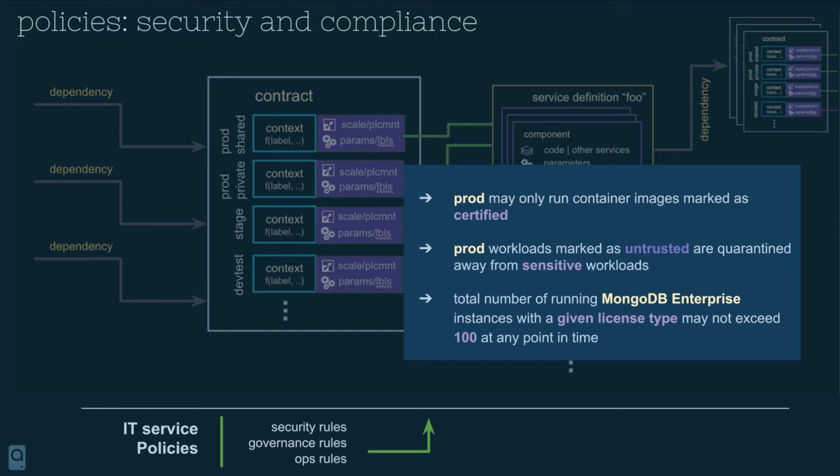Labels could also be used to control security and compliance. For example, you could constrain production to only run certified container images. Or you could ensure untrusted workloads are quarantined from sensitive workloads. Or you apply constraints on things you pay licensing fees for. For example, limiting MongoDB enterprise licenses to 100 to control costs.